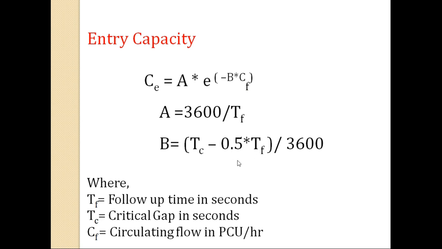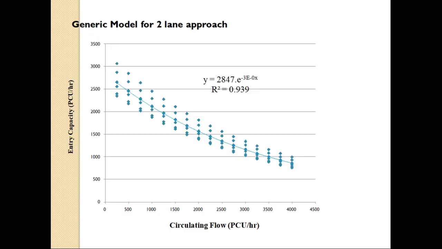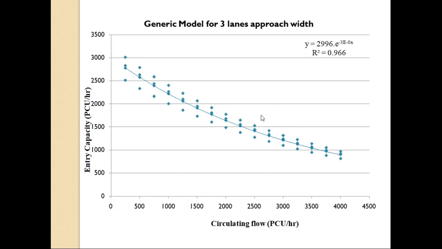Tf is taken as a proportion of Tc and the capacity can be estimated. This is the generic model for two-lane approach roundabout. The entry capacity will change with circulating flow, and this is how the bandwidth of the variation in the capacity looks. And similarly, this is the generic model for three-lane approach capacity.